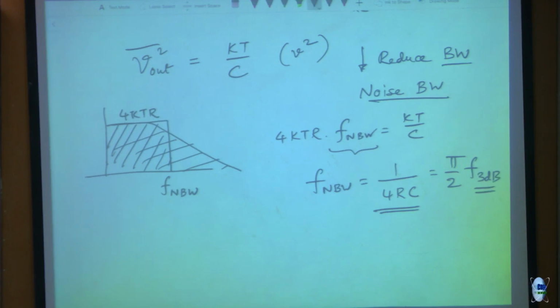1 over RC is the omega 3 dB, and omega has 2 pi, so you have to take that into account also. Any questions so far? We are going to move into a different domain now. I am just showing you this particular example, but you can have another example. All you have to do is integrate whatever the low frequency noise was over that bandwidth, and then you figure out the equivalent.